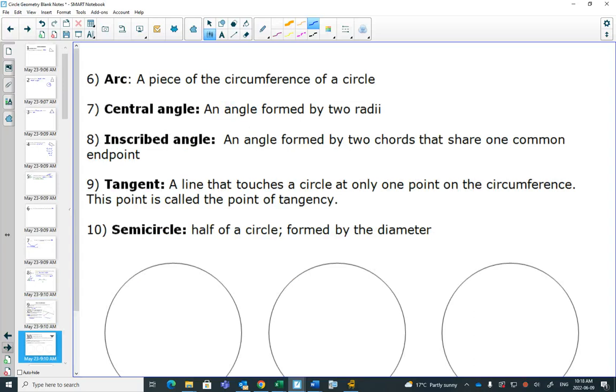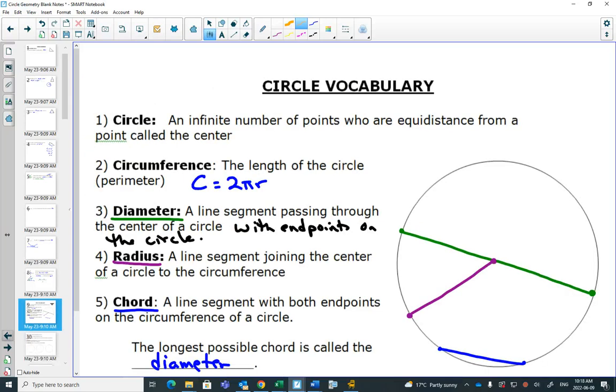Next, arc. I'm going to underline in orange. An arc is a piece of the circumference of the circle. So if I go from here to here, that would be an arc. So an arc is just a piece of the circumference.